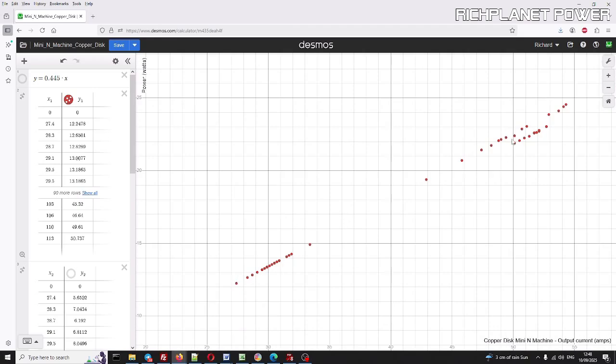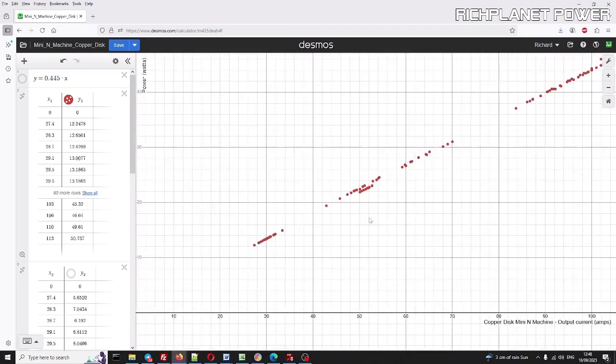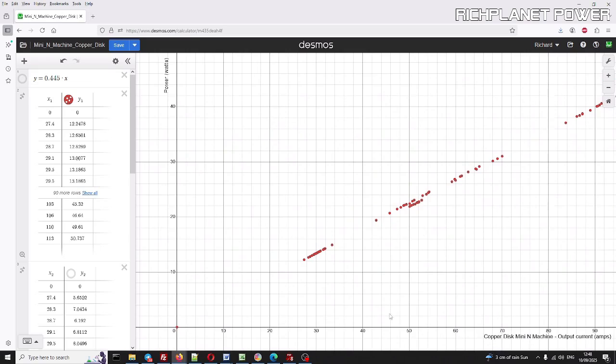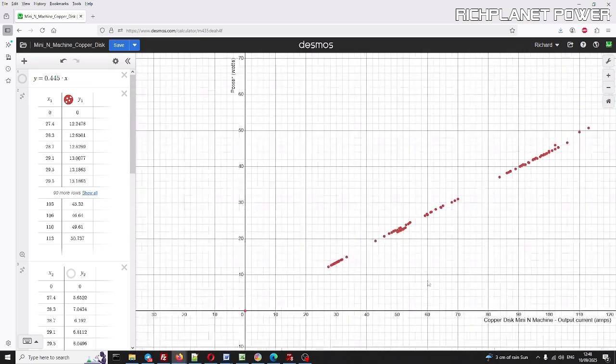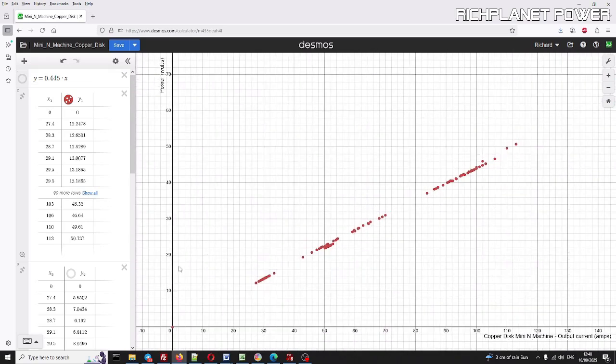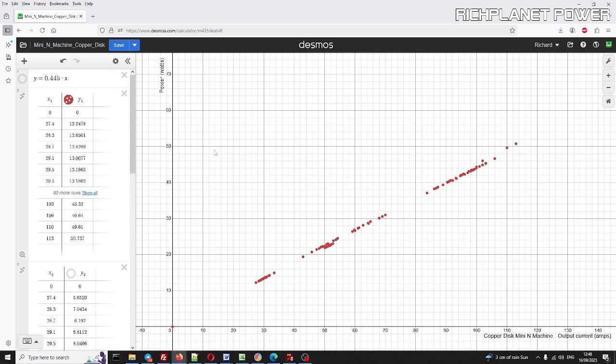A straight line is produced, as expected. As we move to the right along this graph, by reducing the load resistance, the output current goes up and the total output power goes up proportionally. The slope of this line is the output power divided by the output current, which is equal to the output voltage of the generator, and is a fixed 0.445 volts.